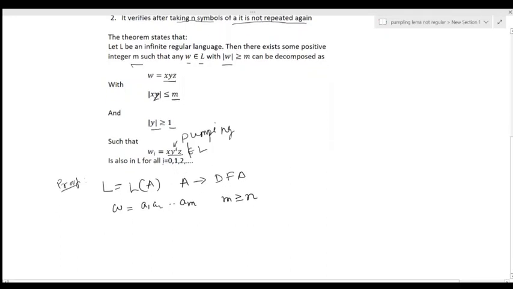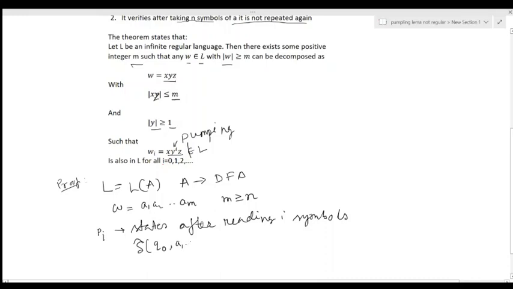Now let's find the states pi, that is, the state after reading i symbols. We can get this using our extended transition function. We start with q0, that is the initial state, then reading i symbols, we reach pi. In the trivial case, p0 equals q0, and we have to find this for each i, that is, i equal to 0, 1, and so on.